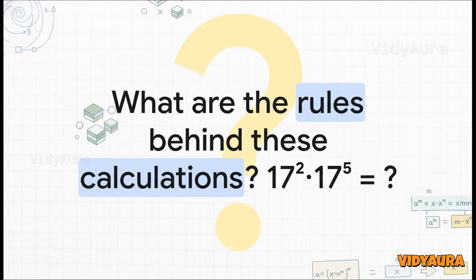Before we get into the really advanced stuff, let's do a quick refresher. You've definitely seen problems like this before, right? What's 17 squared times 17 to the 5th? Or what about 5 squared, all raised to the 7th power? Now, the answers themselves aren't what's important here. It's the rules behind them that we're after.